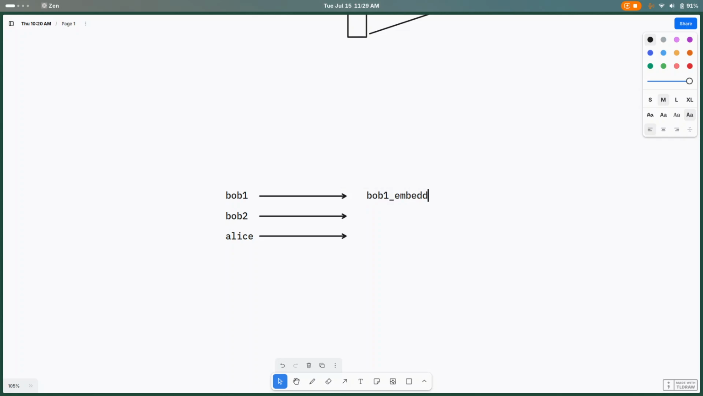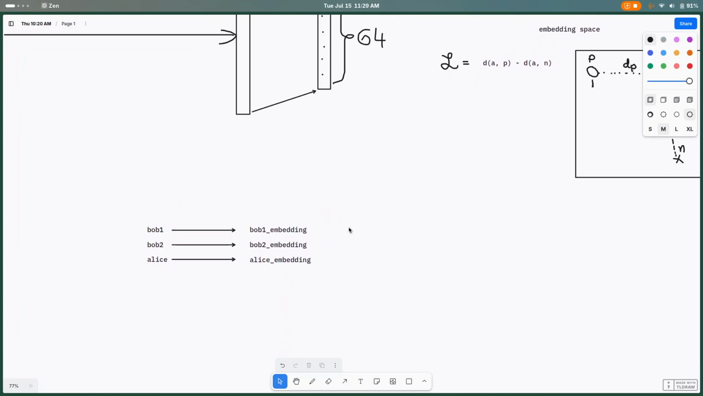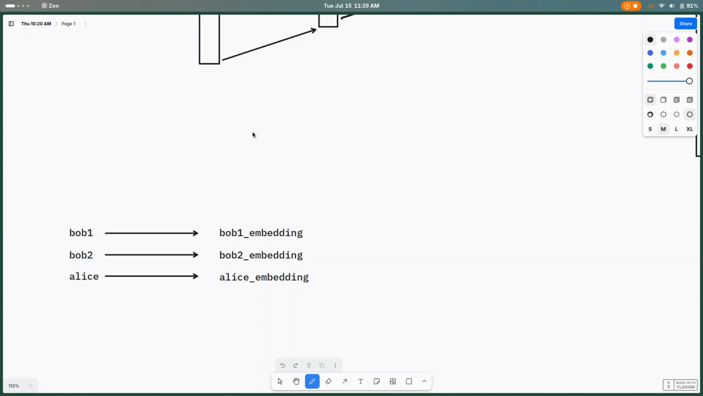So Bob1 embedding, I'm just writing this out. Bob2 embedding, in other words, it's just a vector. Alice embedding, right? And since each of these is an embedding, or in other words, a vector, the distance between them we could calculate by the following formula. So you have two vectors, you have a v1 maybe, and you have v2. Each of them has components, so x and y, let's say it is 2D for now. This is x1, y1, and x2, y2, and so on.